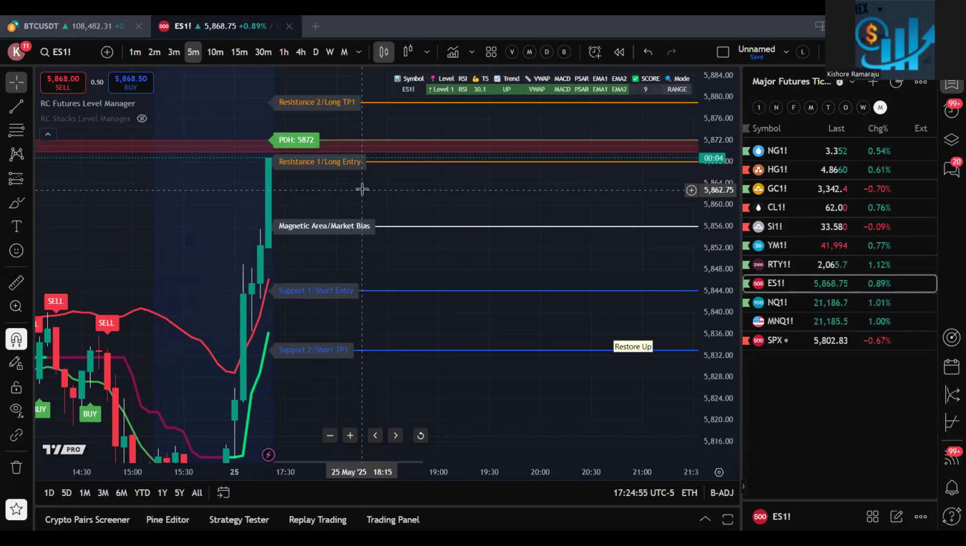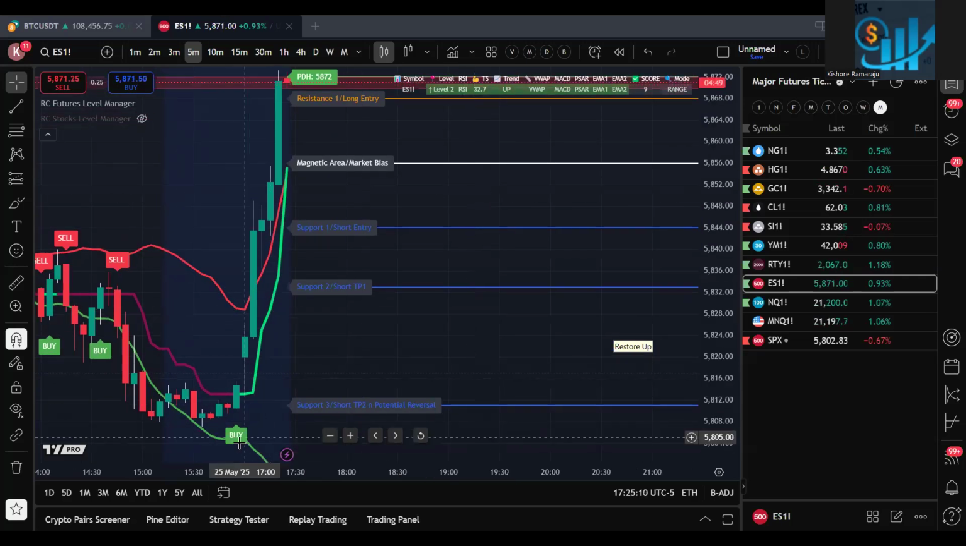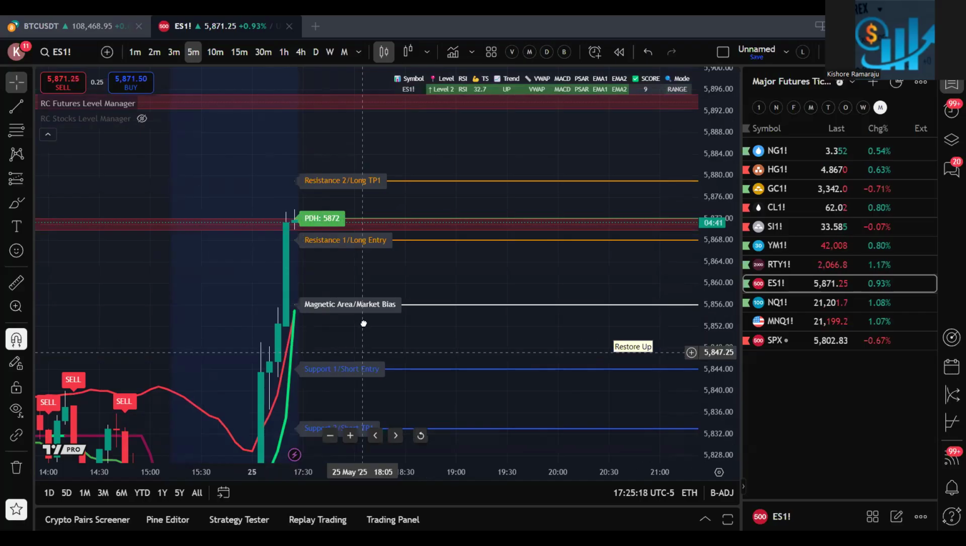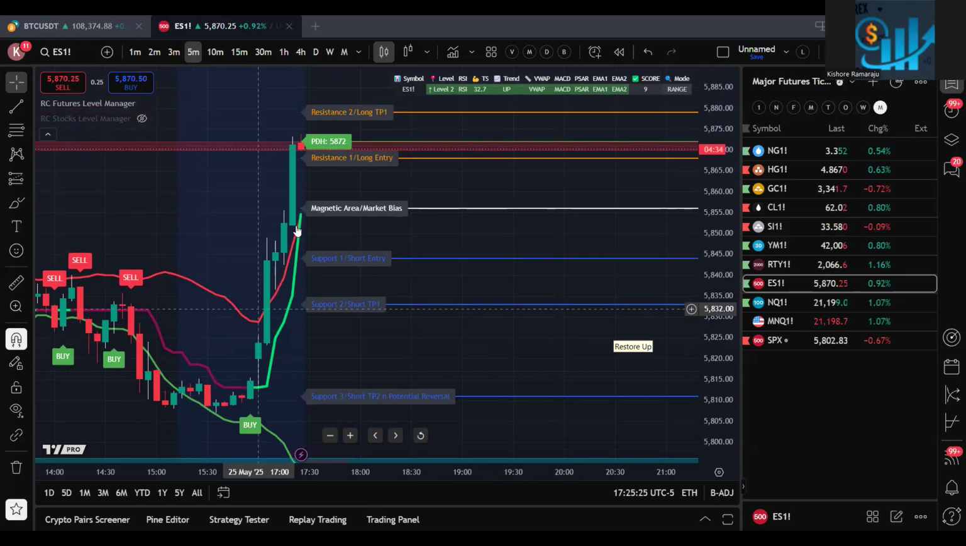Again, don't try to enter now when it has already moved so much. Wait for a pullback, wait for the next buy signal. Don't take a sell signal now. Whenever you get the next buy signal, you take the long opportunity. Now it will drop a little bit, then come and touch our price pulse line and go up again. That is only a pullback, not a trend reversal.